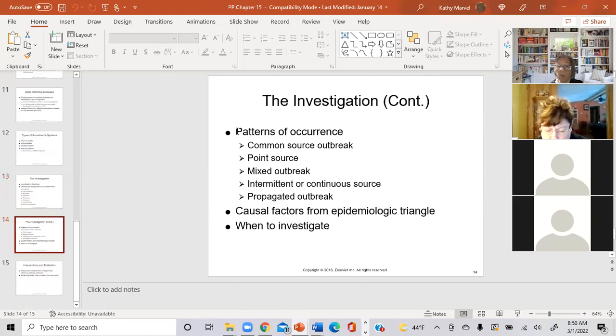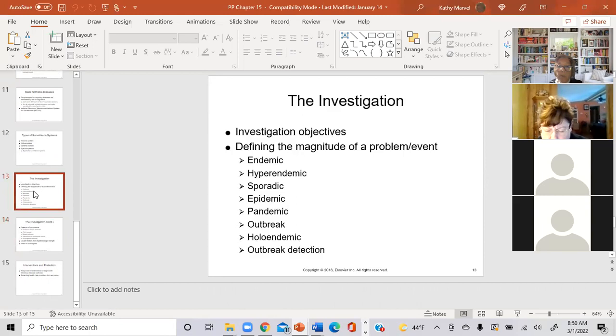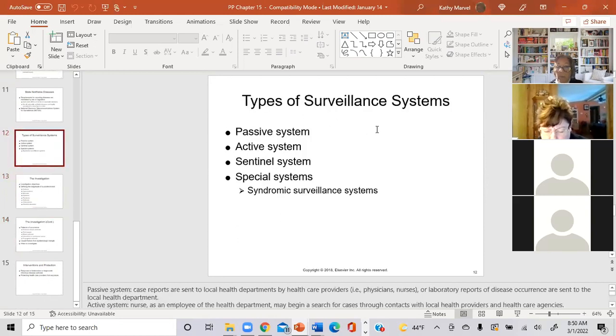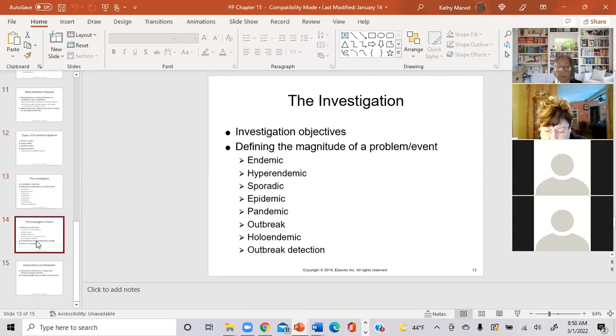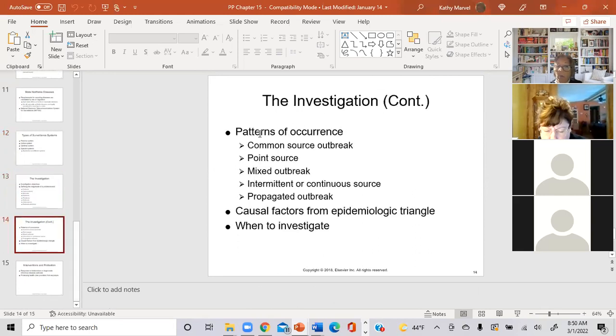Here's the other thing we need to know. We need to know the types of surveillance systems to be able to understand the concept, the topic of surveilling. We need to understand what the systems are, and there are 4. And we also need to understand how it may have happened, how the outbreak may have happened. And the answers to each of these are in the study guide.